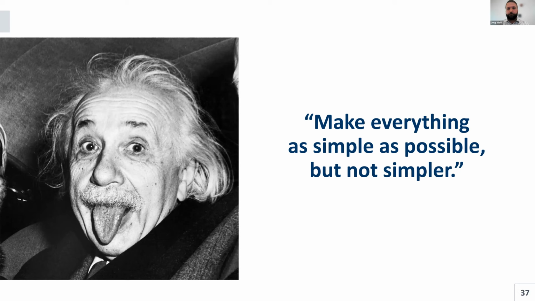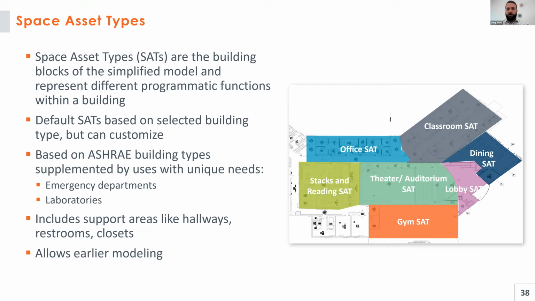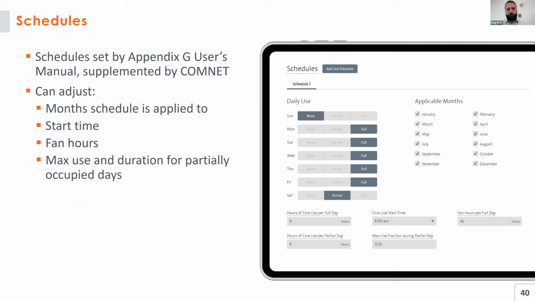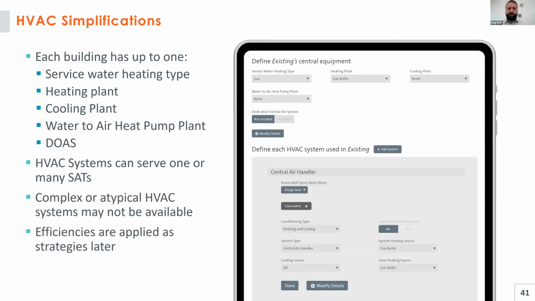So again, our space asset types, those functional areas, break down what is a school. A school is made of classrooms, admin areas, media center, stacks and reading, an auditorium, a gym. That kind of flexibility really allows us to build a custom model for every project. You can adjust geometry, capture the space and the layout of a building, and operating schedules I mentioned. HVAC systems are simplified enough to make them quickly definable, but powerful enough that we can capture a lot of the different HVAC system types that are out there. So central heating and cooling plants, district systems, as well as the airside systems like central VAV or VRF.